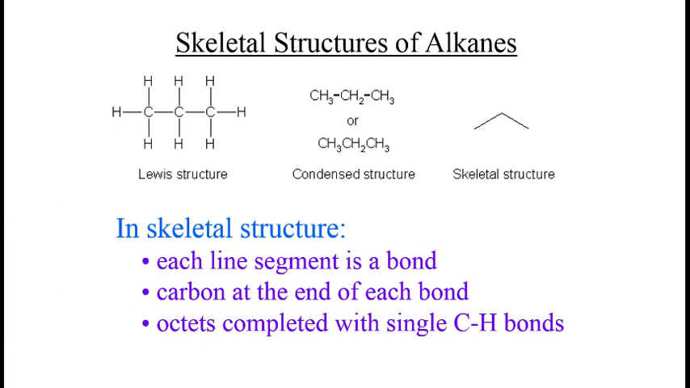In a skeletal structure, each line segment represents a bond. If no atomic symbol is shown at the end of a line segment, the atom is a carbon atom. Bonds to hydrogen atoms are not shown, but octets around carbon are filled out with single bonds to H. There are no lone pairs on carbon.